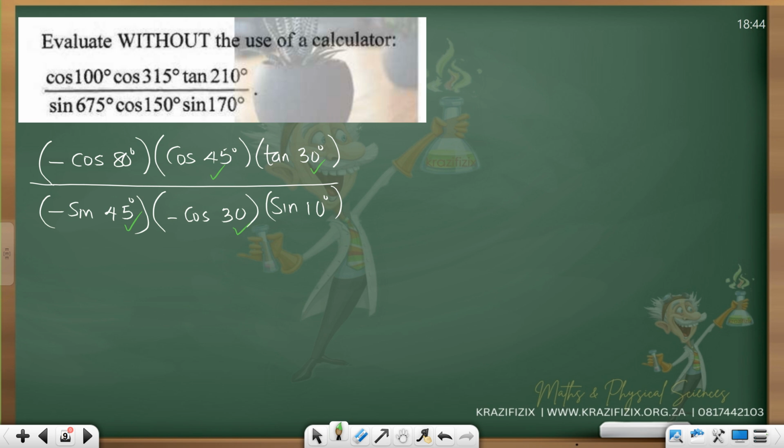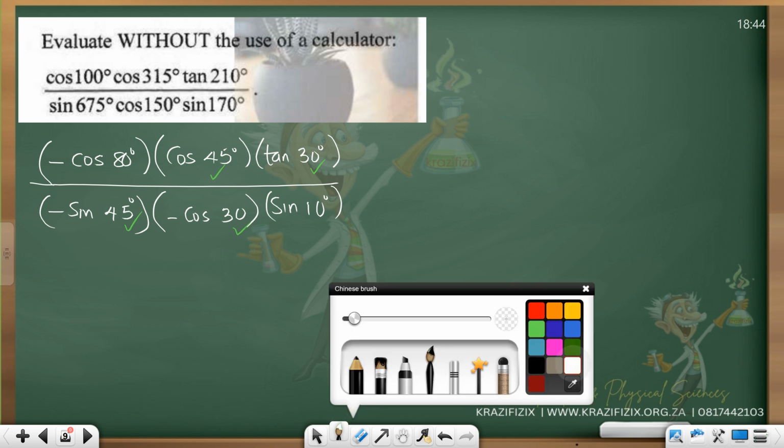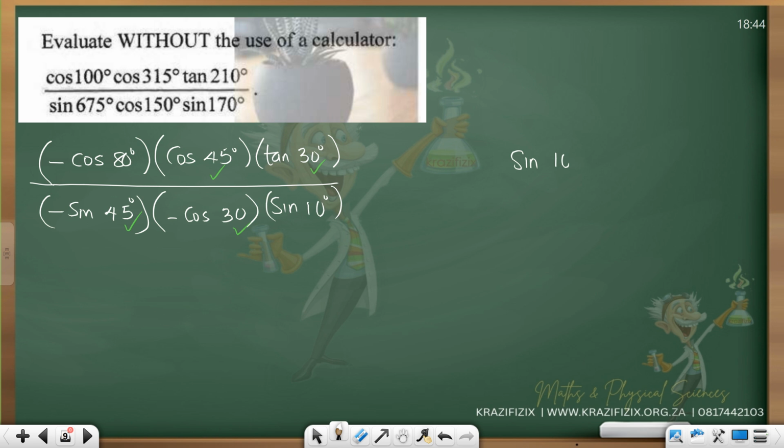Co-functions. What do I mean by co-functions, guys? Sine 10. Look at co-functions. I want to change it to cos. What number should I add to 10 to get 90? 80. Sine 10 is exactly the same as cos 80. Once you understand this, are we okay there? If it's not a special angle, think co-functions. So I can change my cos 80 to what?